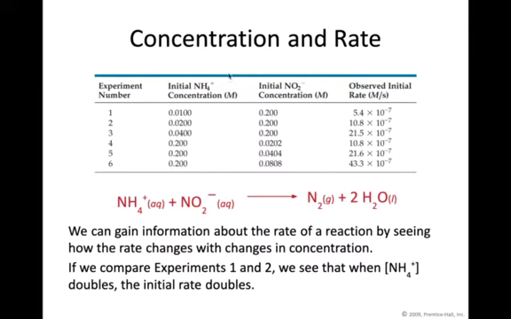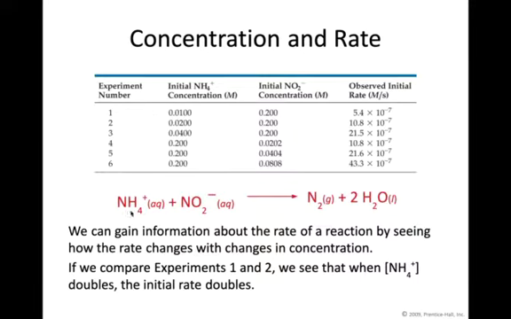Here's another way of expressing concentration and rate. You could be given a data table with various experiments, and we've got different initial concentrations of our two reactants. As we vary these initial concentrations, we are measuring the initial rate. And you can use a data table like this to write your rate law. So remember, the general form for writing a rate law is rate equals k, the rate constant, times the concentration of each of our reactants. Remember to put concentration in square brackets. And then you would look at the data table for each of your reactants.